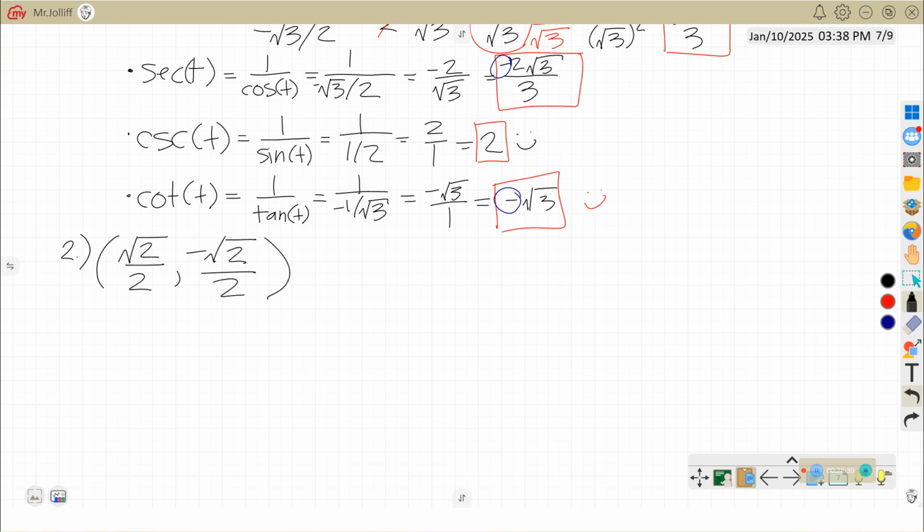So second point, same process, all 6 trig functions, is root 2 over 2, comma negative root 2 over 2. You'll notice the sine and cos have the same value, but just a minus sign different. That's going to make some of those calculations a lot prettier. Yeah? You got about 6 minutes in your small group. Make sure you bring this back with you on Monday, and we'll finish the process together.